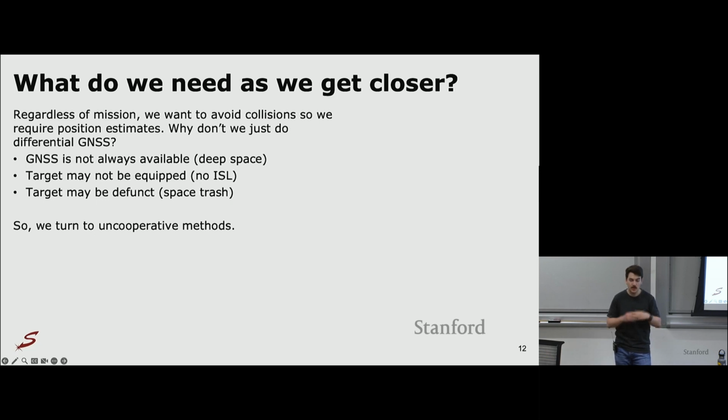That's in the sense that your target might not be able to help you do differential GNSS, which is required. One reason might be that the target's not equipped, so it has no inter-site link for it to share those GNSS solutions, or it's defunct. It's not even trying to solve its own absolute orbit, and so there's no way it could give you its GPS measurements. So in these cases, we turn to what are called uncooperative methods, in which case we purely from the servicer estimate the target's pose.